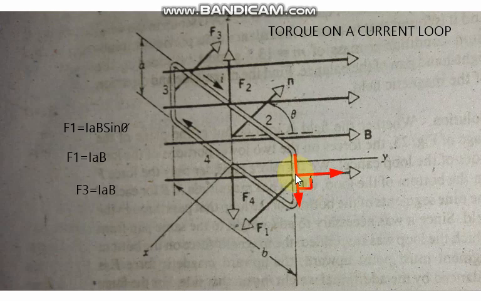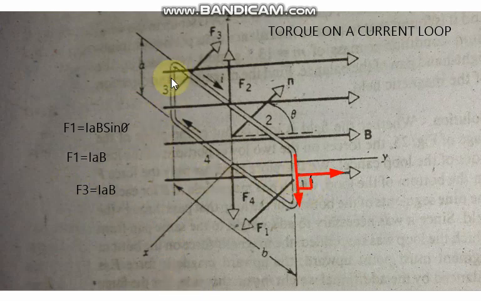by stretching the first finger of your left hand in the direction of B, and current is flowing down, so your middle finger should point down. Then the stretched thumb will be pointing towards you or out of the page. So this is the direction of the force on this segment, which is having length A. So F1 is equal to IAB, directed out of the page.